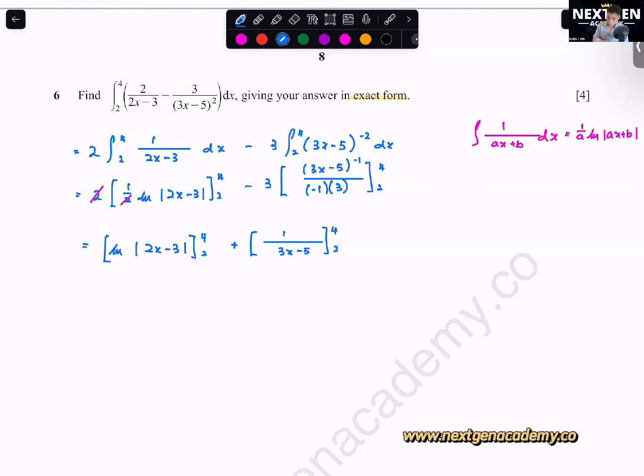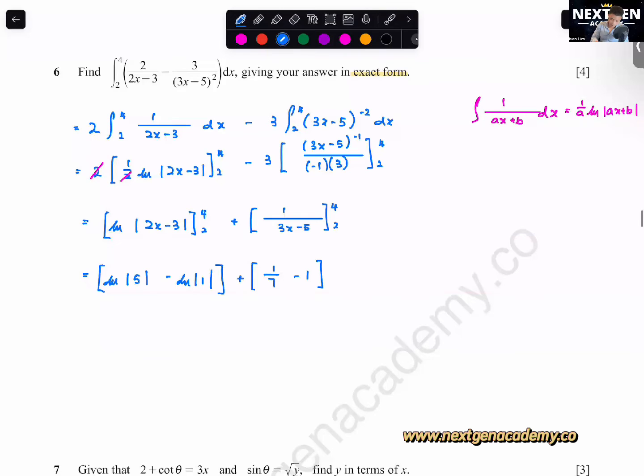Okay, now you substitute it inside. Substitute the value inside. So here will become ln 2 times 4. This one we don't exactly have to keep writing out, so I'll just write the value here. Ln 5 minus 2 times 2 minus 3 minus ln 1 plus, this is my first bracket, plus 1 over 3 times 4. So 3 times 4 minus 5, you get 1 over 7. 3 times 2 minus 5 minus 1.